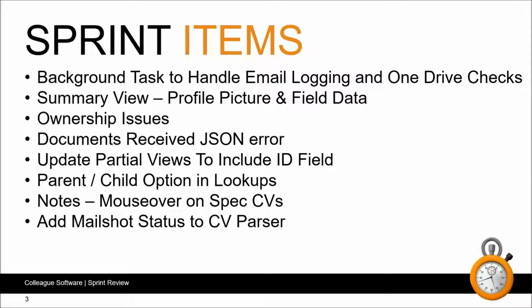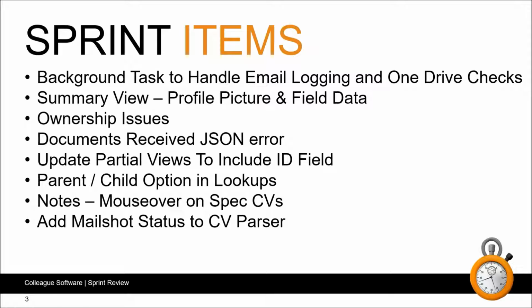Looking at the high-level items and to explain further, in this sprint we've now implemented a background task service, which will initially handle email logging and OneDrive checks. This represents improvements in performance and will also be able to error handle these functions better moving forwards. We've also completed the second phase of developments regarding the Summary View. This introduces a panel option when reviewing search results, and I'll give a demonstration on this feature shortly.